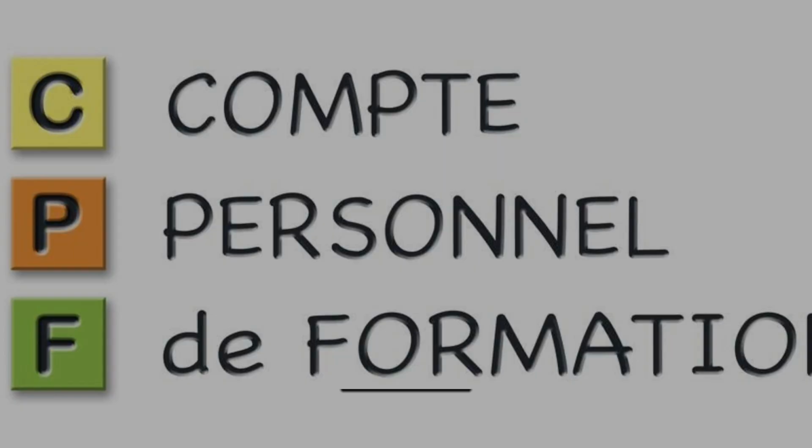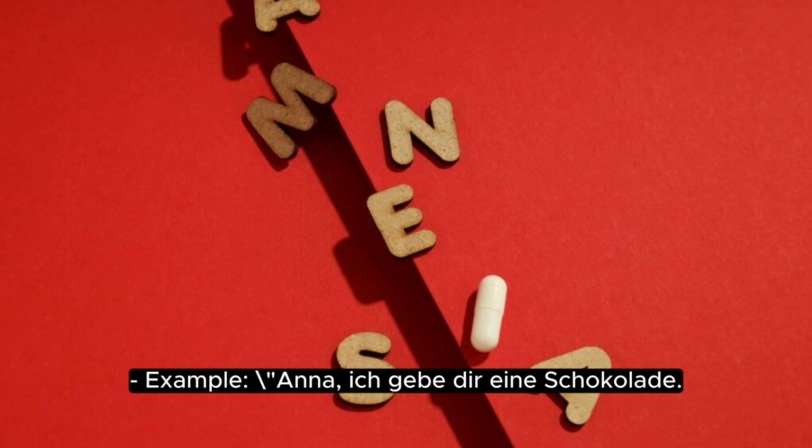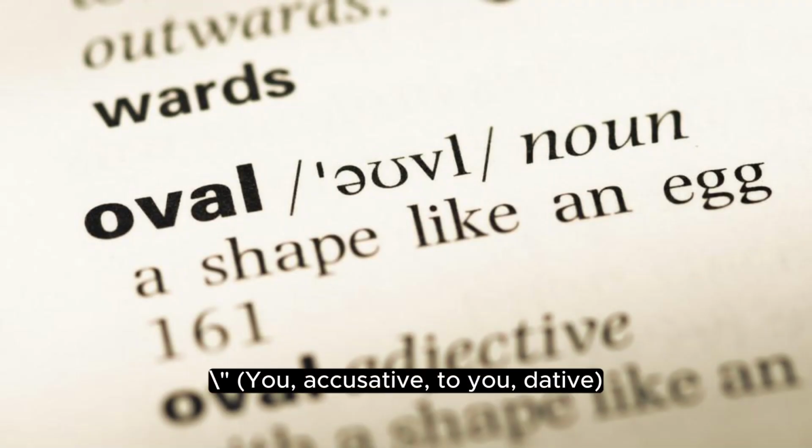Second person informal, nominative, du. Dative, dir. Example, Anna, ich gebe dir ein Kleid. You. Accusative, to you. Dative.